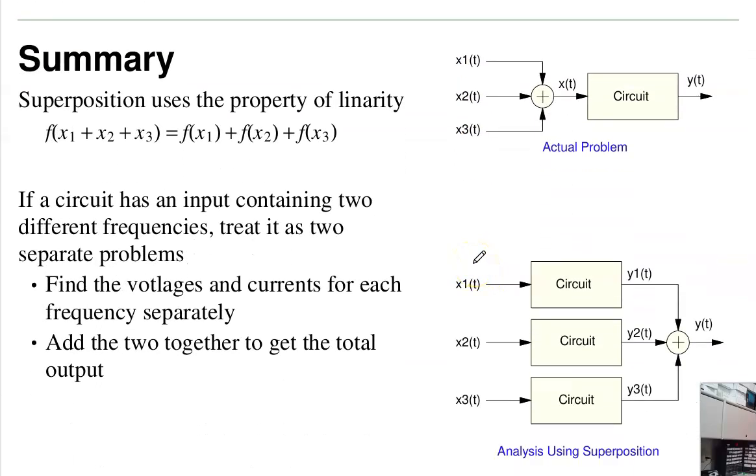So that's the idea behind superposition with phasors. If you have a circuit with multiple inputs, treat them like separate inputs. If they're different frequencies, you basically have to analyze the circuit differently at each frequency. Again, inductors and capacitors change with frequency. Inductors are j omega L, capacitors 1 over j omega C. Their impedances will be different at each frequency. Analyze each one accordingly. Find the output, add them all together, that gives you the total output. That is superposition with phasors.